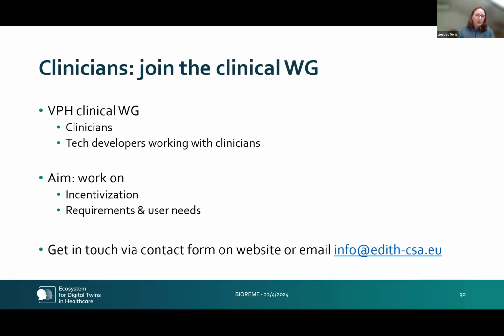And then we also have a clinical working group where we try to work on incentivization and requirements and user needs to make sure that this clinical perspective is very well represented within the roadmap.